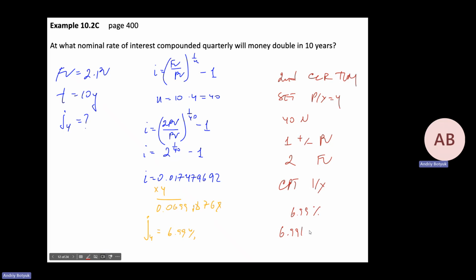So we can keep 6.99. To explain the reason why we didn't round, that's probably what we can do: 699.19. But if you round, that's fine as well.